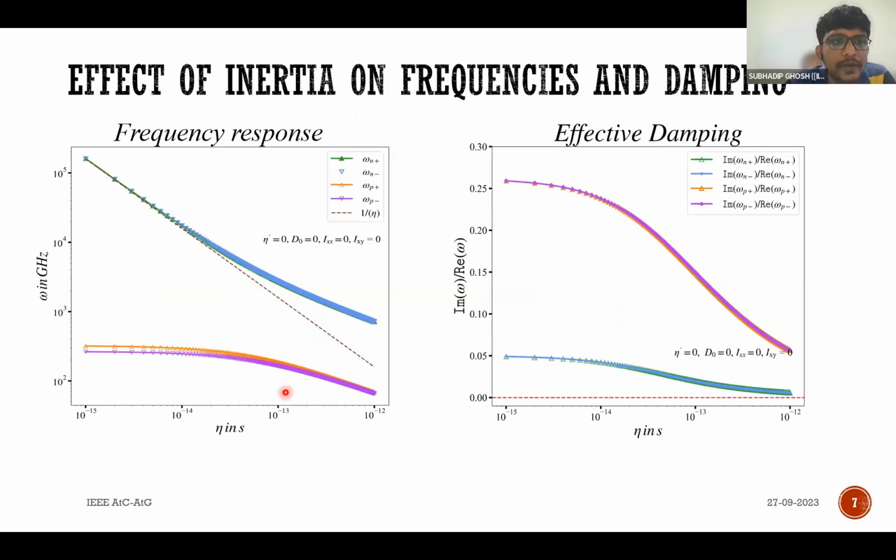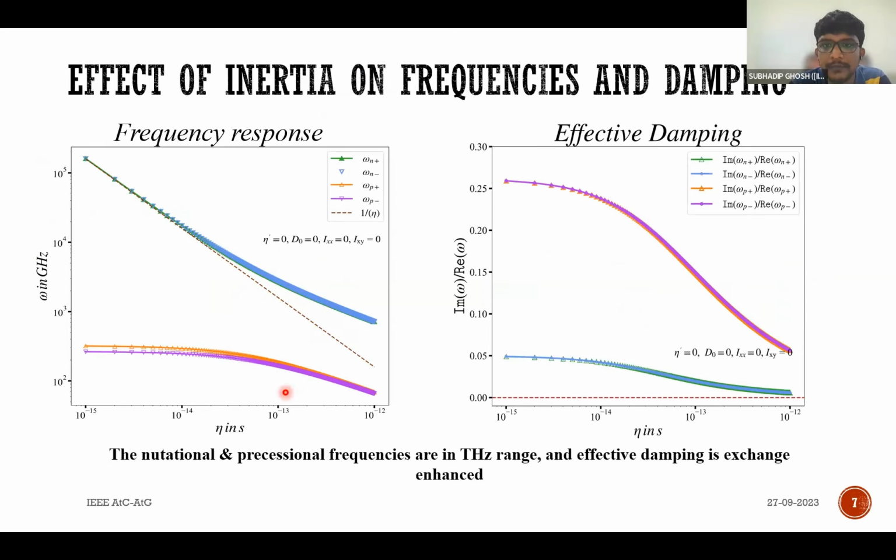So in the result part, I found that the frequency response is quite interesting. Due to the introduction of the inertia, the precessional frequency of the antiferromagnetic sublattices goes into the terahertz region. And there is another pair of frequencies which are known as nutation frequencies. They are also in the terahertz region, and there is an effective enhancement of the damping for precessional motion. As you can see, I took a damping constant 0.05 and it is enhanced to 0.25 for this case, and it is going to decrease with increasing eta.